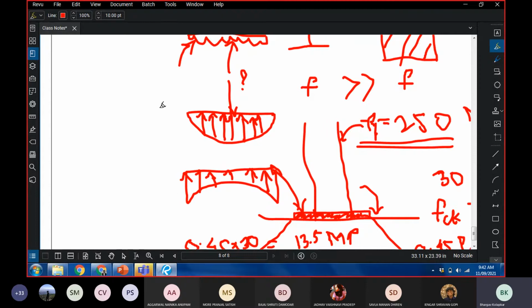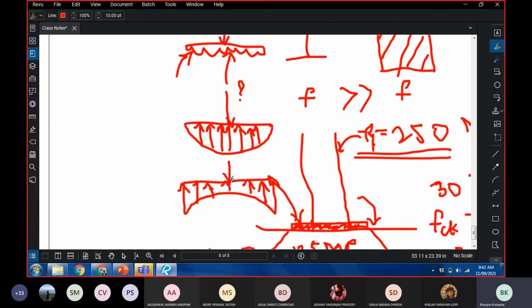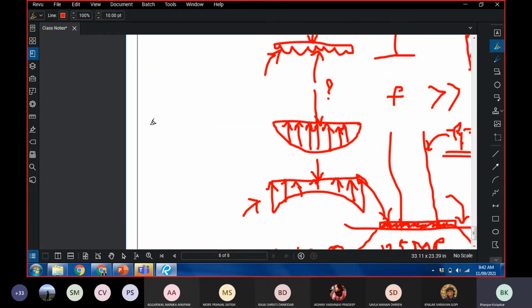But the point is that irrespective of what the load is, depending upon the nature of soil below, you can have different stress profiles of the soil. So in order to simplify this, what we do is we just assume that irrespective of what the soil is, there's a uniform resistance or there's a uniformly distributed soil reaction below the point support.